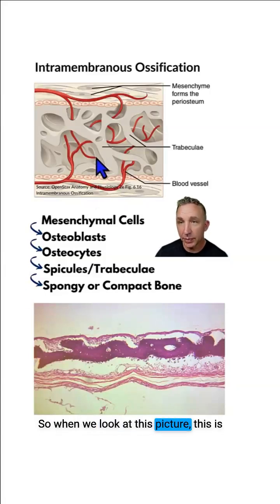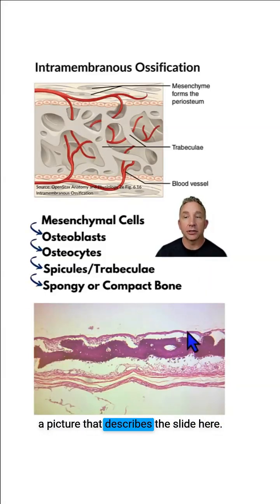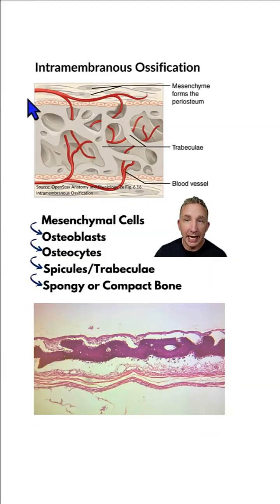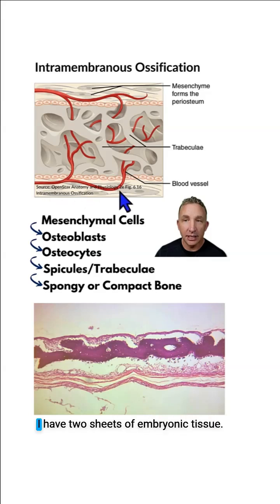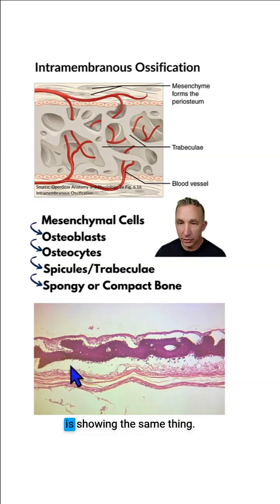So when we look at this picture, this is a picture that describes the slide here. On the edges, on either side, I have two sheets of embryonic tissue. In this case, it's mesenchymal tissue. So mesenchymal tissue and mesenchymal tissue. In between, I'm going to develop the actual bone inside. So this is showing the same thing.